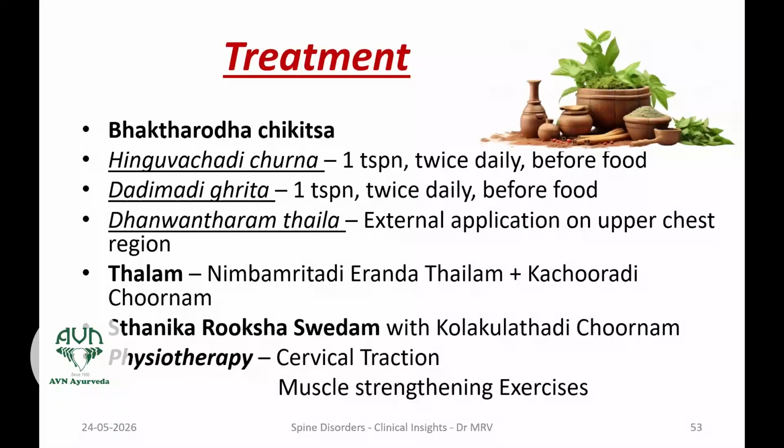Then Dhanvantaram Taila for pichu over the front part of the chest, where the esophagus is. From the Kanda, some 6 inches down to the lower part, we used to do the Dhanvantaram Taila application. Then Nimbamrita and Kachuradi Churna are considered to be very effective in managing cervical spondylosis pain. In acute pain also, this Nimbamrita plus Kachuradi Churna can be used. Within half an hour, we will get improvement.